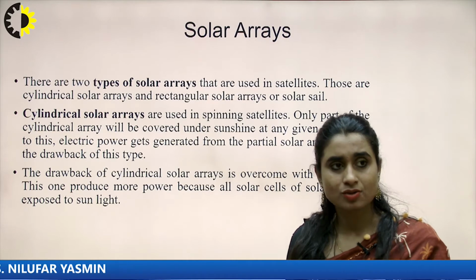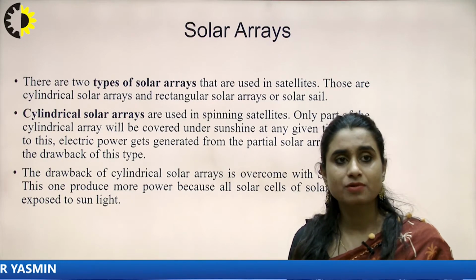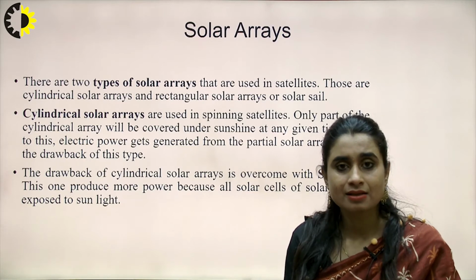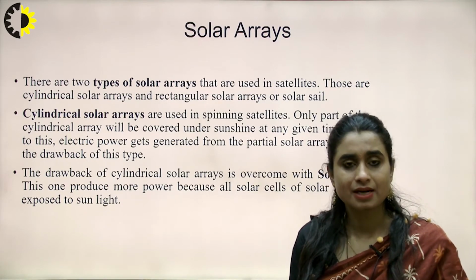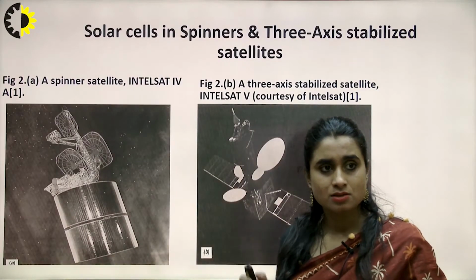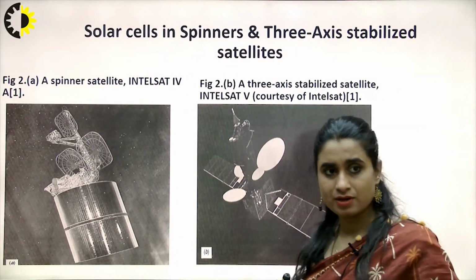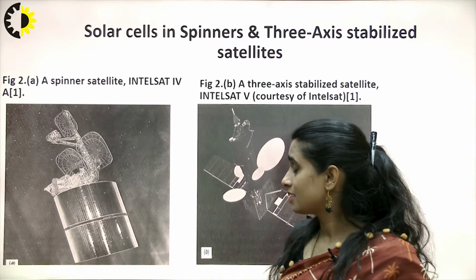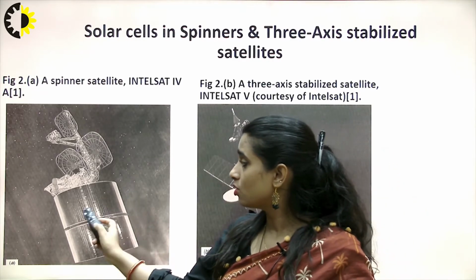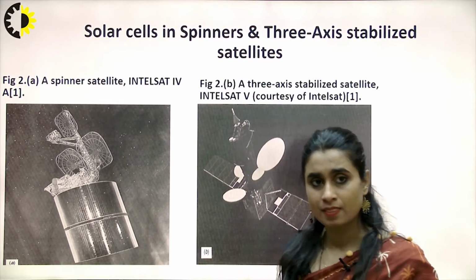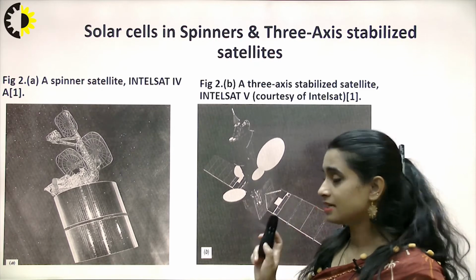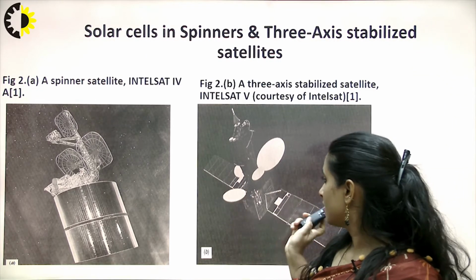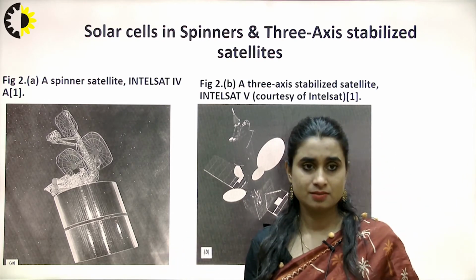So if we talk about solar arrays, there are 2 types of solar arrays that are used in satellites: cylindrical solar arrays and 3-axis stabilized, right? That we have just spoken about. So these are the supporting pictures for it. We have seen it earlier as well. This is a cylindrical satellite. Solar cells are mounted all over its body. This is a 3-axis stabilized satellite. Here solar cells are mounted on its wings.